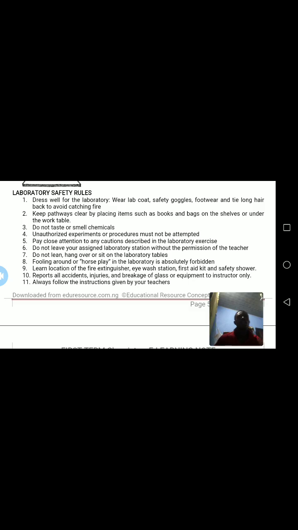Number six, do not leave your assigned laboratory station without the permission of the teacher or the scientist taking you, or your mentor. If you say stay on table 1, remain on table 1 until you say leave table 1 and come to table 2, before you can leave. If you say stay on table 3, stay on table 3. Don't move until it says move. Do you understand?